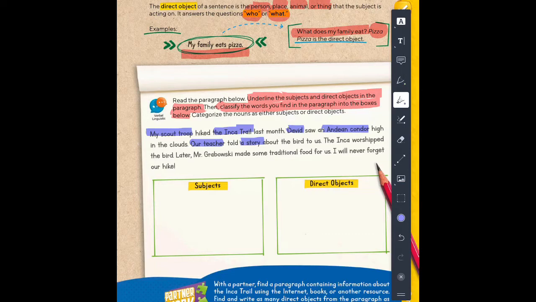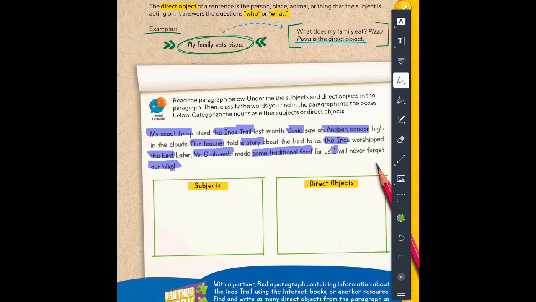The Inca worshipped the bird later. Mr. Grabowski made some traditional food for us. So we are going to underline the Inca worshipped the bird. Later, Mr. Grabowski made some traditional food for us. I will never forget our hike. Now, these things that we just underlined, let me erase the other things so you don't confuse.